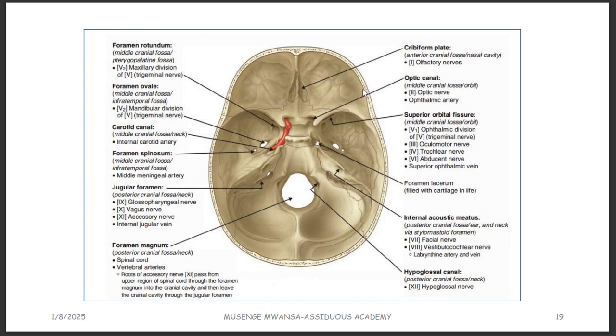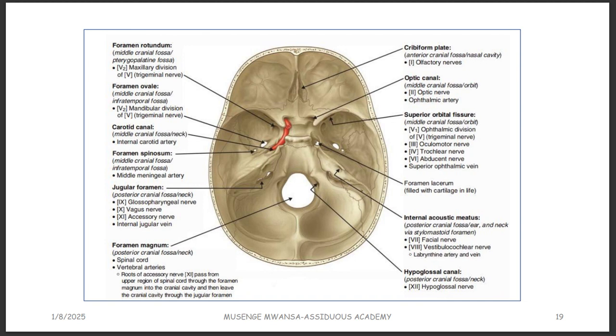And then we have got the optic canal, which is in which bone? The optic canal is in the sphenoid bone. And what passes there is the optic nerve and the ophthalmic artery. Those are the main contents. And then we have got the superior orbital fissure. We said it has got what cranial nerves? 3, 4, 5, 6. But cranial nerve number 5 is only V1. And then we have also got the superior ophthalmic vein. Not the ophthalmic artery, but vein. That's the superior orbital fissure.